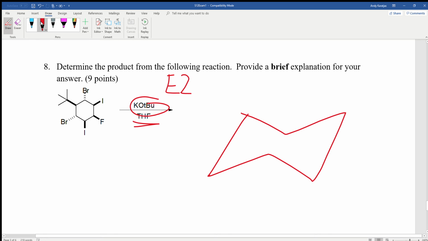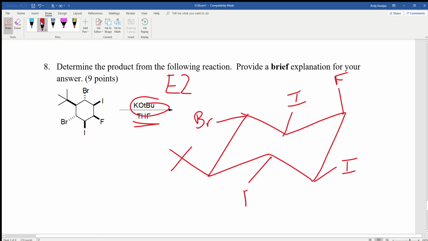So the tert-butyl group is pointing up. We know that tert-butyl has to be in an equatorial position. From here, we have a bromine down. That's also equatorial. An iodine up is equatorial. Fluorine up is axial. Iodine up, equatorial. And bromine down is equatorial.